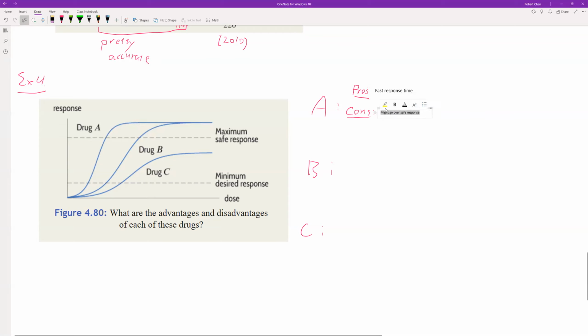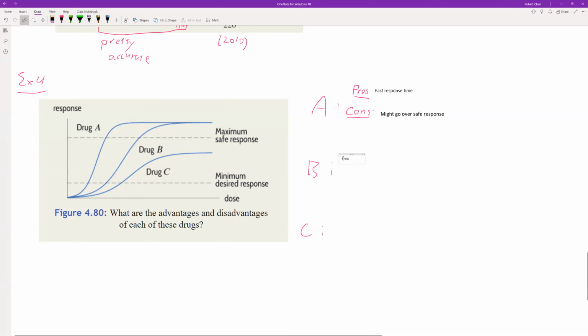And we can see that drug B also has the same capacity as drug A, meaning it's going to work, but it will take a little more dose to hit the minimum desired response, and then it will take more dose to go over the maximum safe response as well. So drug B is a little slower than A, but in terms of dosage, it's a little safer because you have more time to react before you hit the safe response.